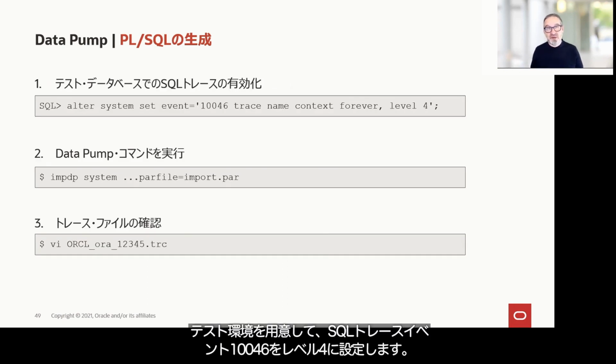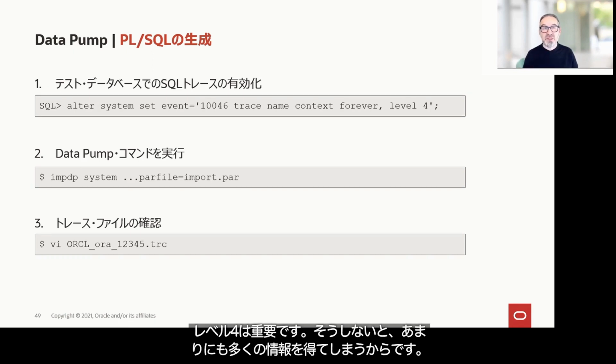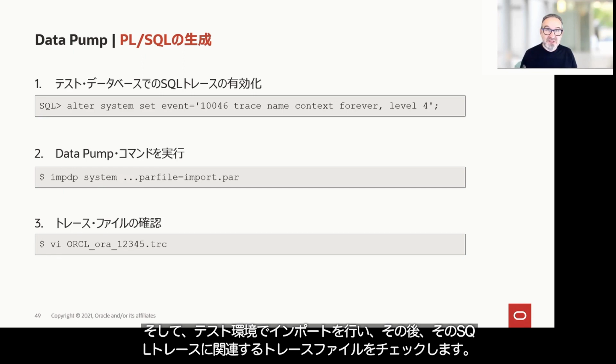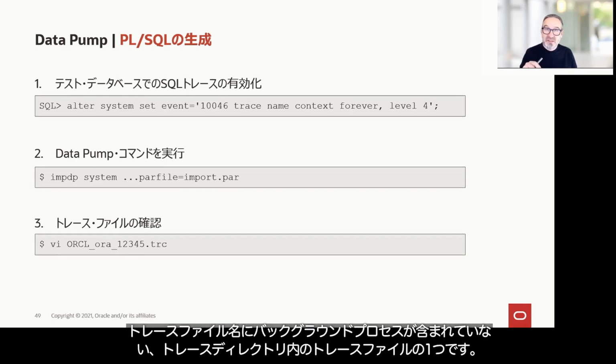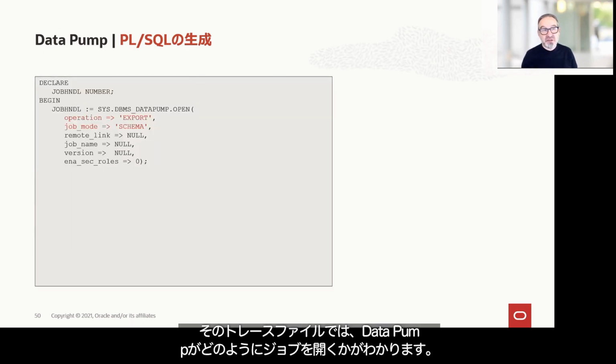You take a test environment and you set SQL trace event 10046 level 4. Level 4 here is important because otherwise you would get way too much information. We don't need that. Level 4 is fine. Then you run your import on the test environment, and afterwards you check for the trace file which is associated with that SQL trace. So it's the trace file or one of the trace files in your trace directory, which has no background process named in the trace file's name.